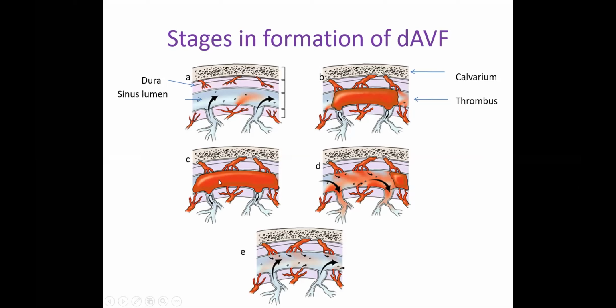blood flow, and after the thrombosis there is an impetus which causes the formation of the fistula and massive vessels. And that causes the generation of the dural arteries. And what happens in stage 3 is there is a partial recanalization, and in stage 4 there is a full recanalization.